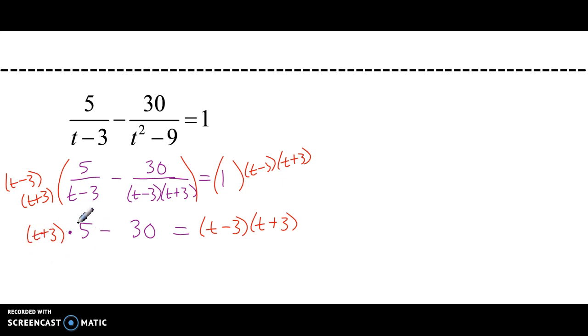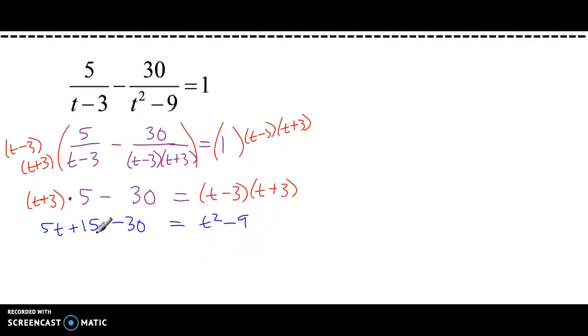So do some distribution here, do some foiling out over there, and you should have 5t plus 15 minus 30 equals t squared minus 9. Don't forget to collect your like terms. So we have 5t minus 15 equals t squared minus 9. And notice with the t squared there, this thing is quadratic. So with quadratics, you want to get them equal to 0.